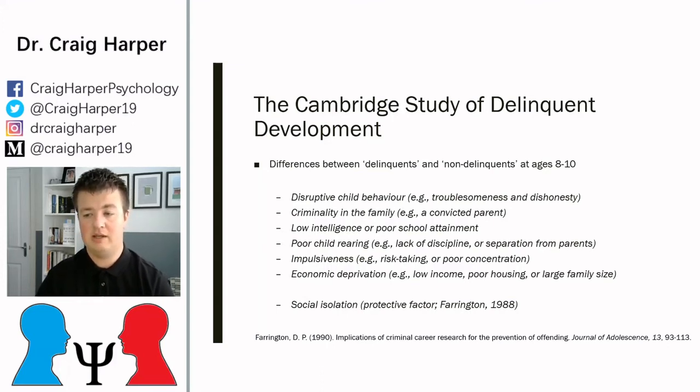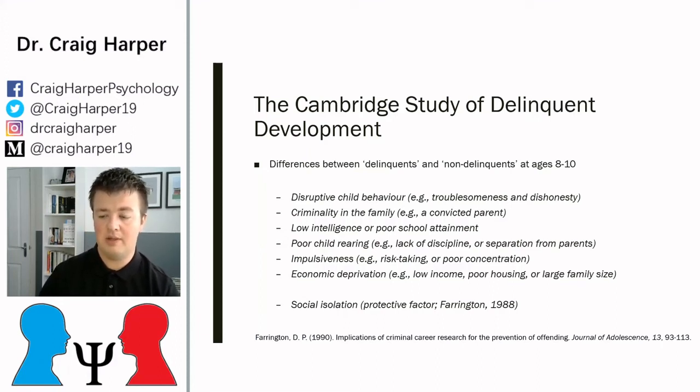Coming from an environment where there's poor child rearing in terms of a lack of discipline. And obviously some of these will interact with each other. So if you've got someone who is naturally impulsive and there's a lack of discipline in the home, those things are likely to compound each other and lead to an increased risk of early onset delinquency.